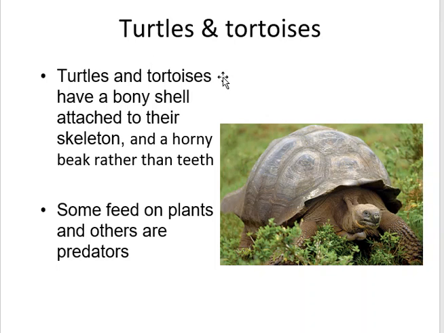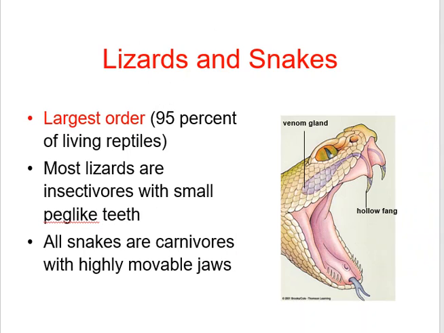Turtles and tortoises have a bony shell attached to their skeleton, have a beak rather than teeth. Some feed on plants, others are predators, different species here. Lizards and snakes are the largest group, and all snakes are carnivores, and they have highly movable jaws. These are mostly interesting facts rather than anything else.